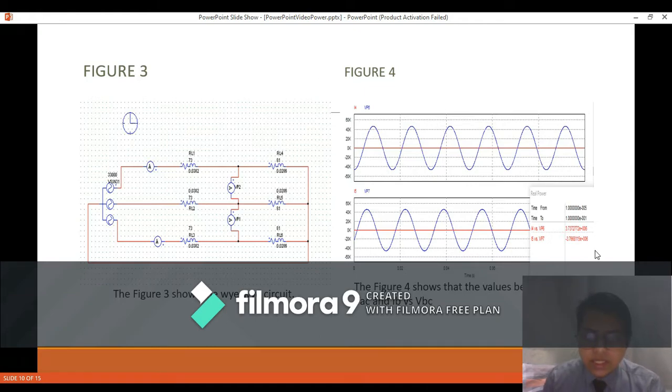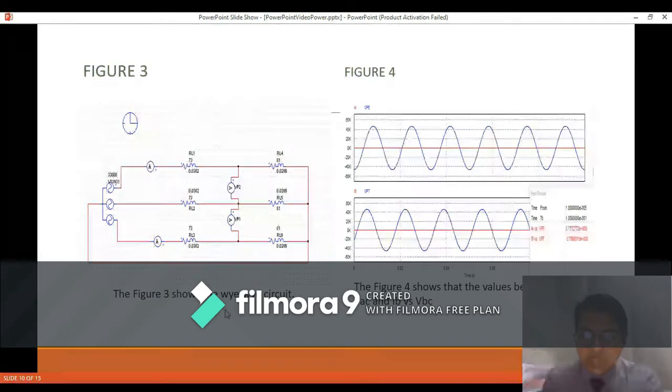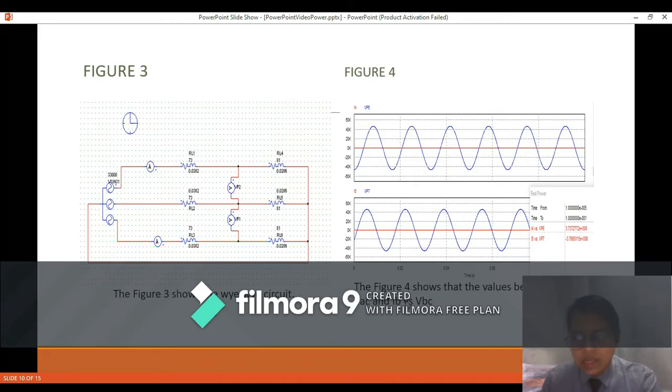And this is the result, the signal that we get using the PSIM simulator for this Y-Y circuit. Figure 4 shows the values of IA versus VAC, and the bottom one is IB versus VBC.